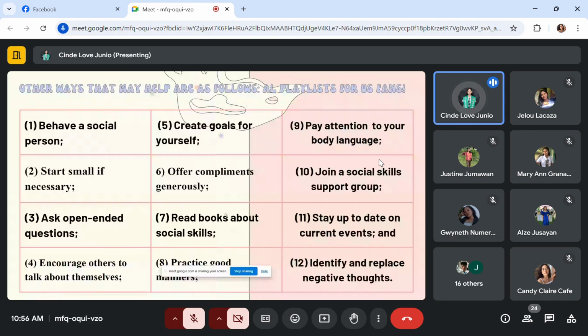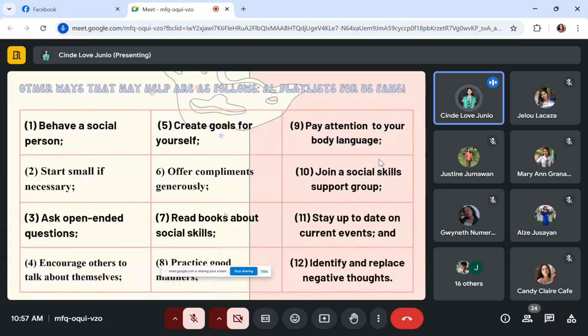So there are other ways that may help us, as follows. So first is we have to behave as a social person. So just act social. Try to be friendly and engage with others. Start small if necessary. So if you are shy, begin with small interactions. You can say hello, hi, di ba? Diha magsugod tanan.